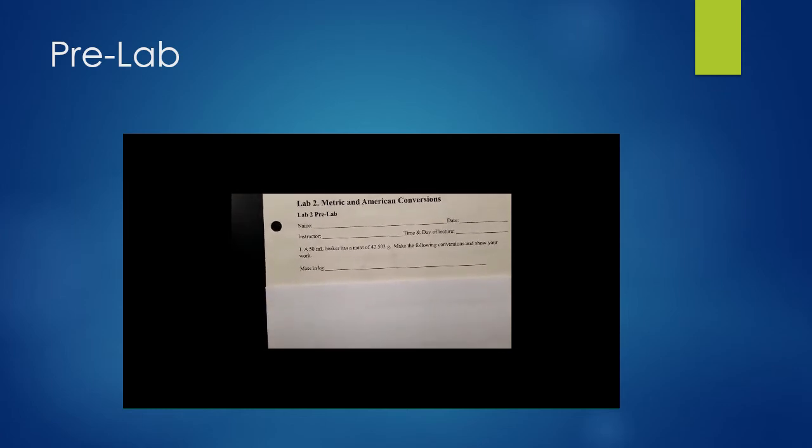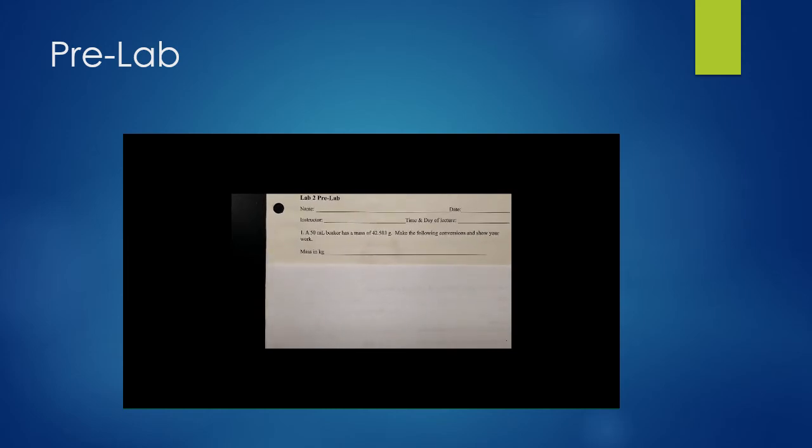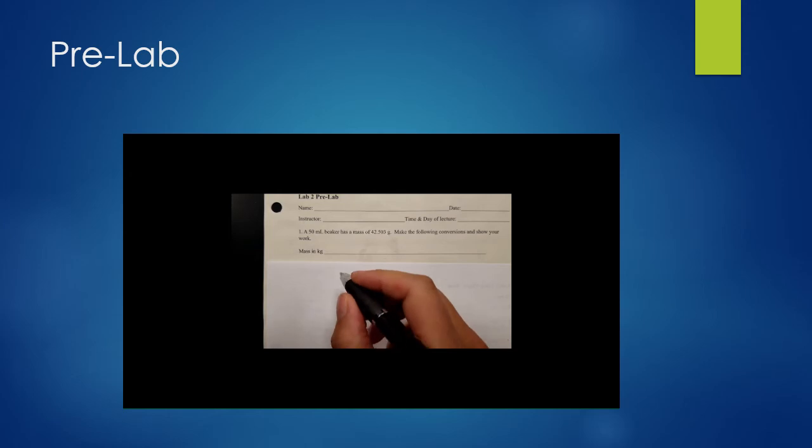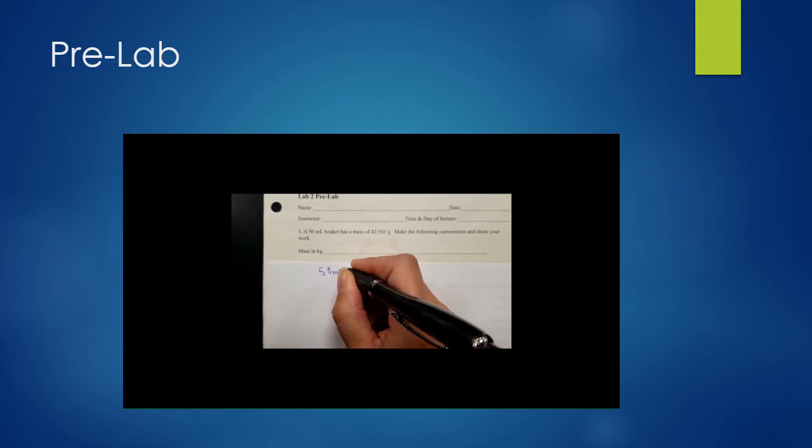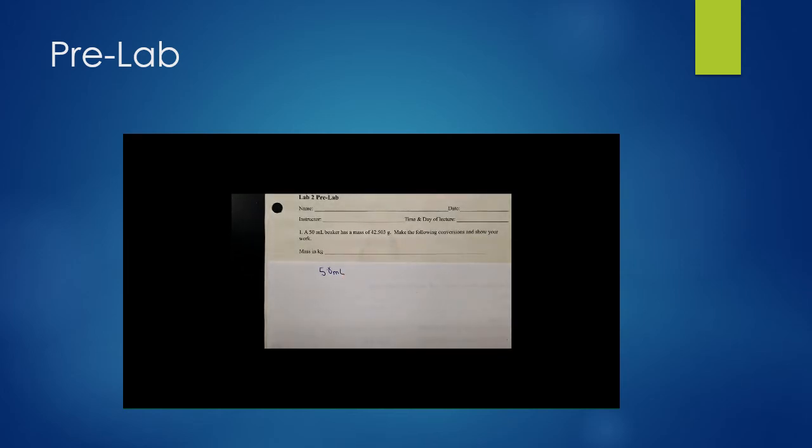Looking at the first question of the pre-lab, we have a 50 milliliter beaker has a mass of 42.503 grams. Make the following conversions and show your work. What I want to point out in this first question is a lot of students find it confusing because there's 2 different numbers present. This 50 milliliters is just the size of the beaker. We're not going to be using that number at all to do conversions with, so you can ignore that number.